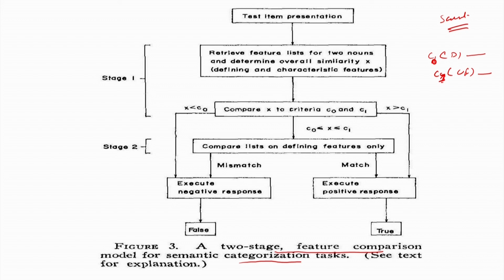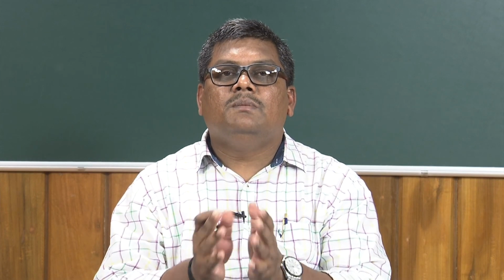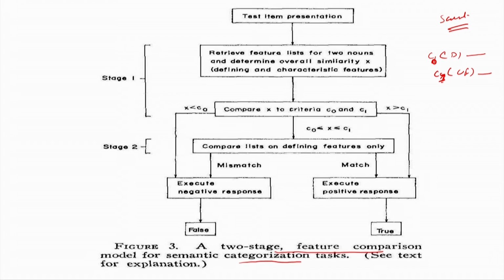So, again very quickly, if a new instance comes in, first I compare the characteristic features. If there is a high number of characteristic features present, I say this item belongs to my category. If a low amount of characteristic features is present, I say it does not belong. If the amount is somewhere between low and high, I go ahead and look at the defining features. If the defining features match highly, I say a match is there; if low, I execute a negative response and it is false.